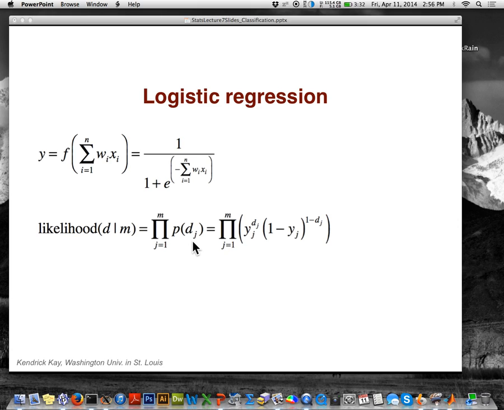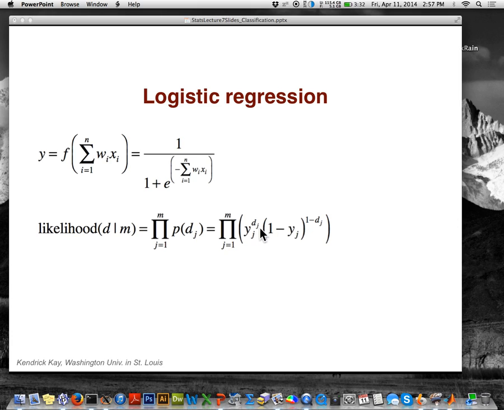So d sub j is the jth data point, and p is just probability of. We haven't done anything, we've just written it in mathematical notation. We're just going to multiply all the individual data points' probabilities. And then the key step is this last bit: what is the probability of some data point? Well, we're going to play a little game here. The data point, let's assume, is coded as either 0 or 1, right? Class 0 or class 1.